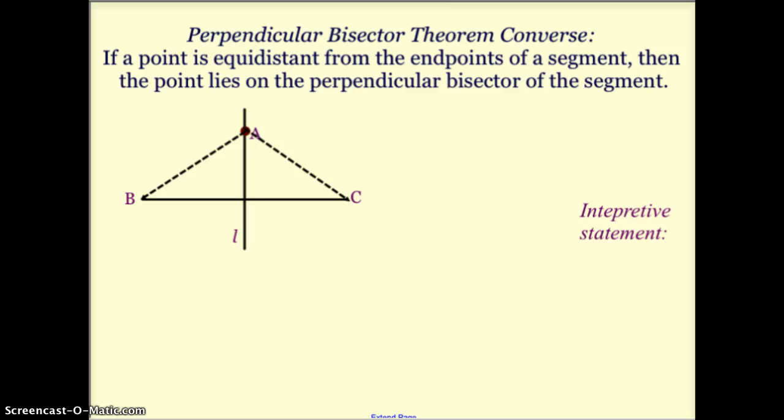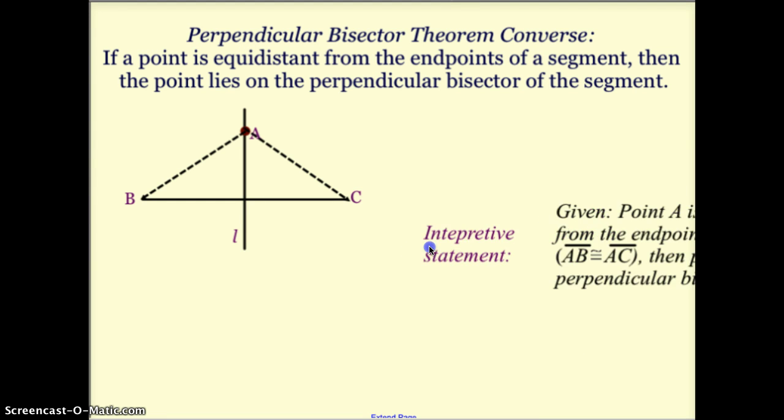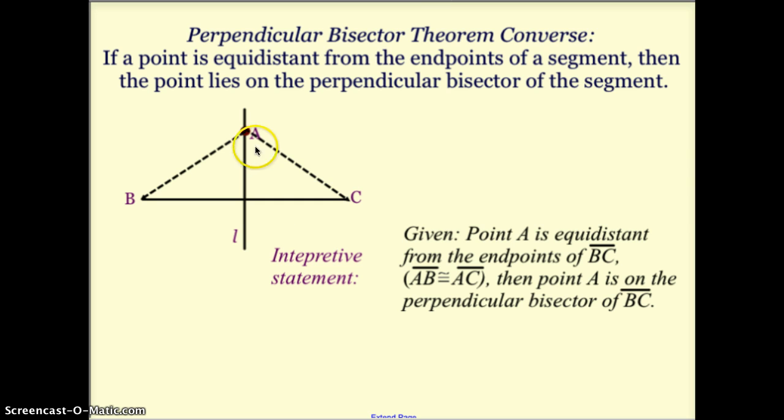The perpendicular bisector theorem converse says, if a point is equidistant from the endpoints of a segment, then the point lies on the perpendicular bisector of the segment. Given a point A, it's equidistant from point B and from point C, meaning AB and AC are congruent to each other, forming an isosceles triangle. Then point A is on the perpendicular bisector of line segment BC.